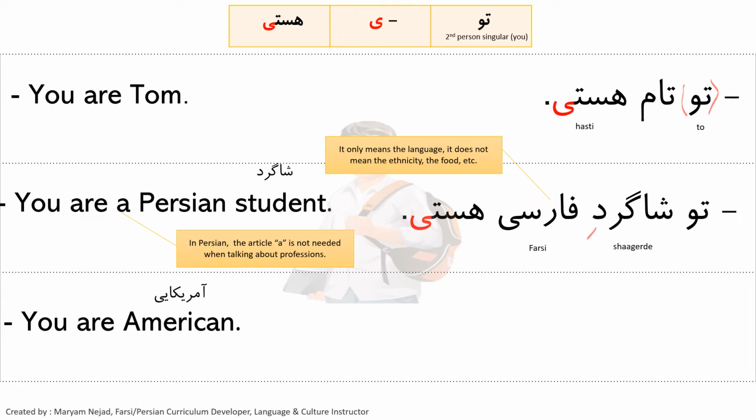So American is Amrikai, and again, this E part makes it a proper adjective. Without this E, it makes it the country America. So to Amrikai hasti. Now I'm going to read through these sentences one more time so you can hear them or you can read with me. So to Tom hasti. تو شاگرد فارسی هستی. تو آمریکایی هستی.